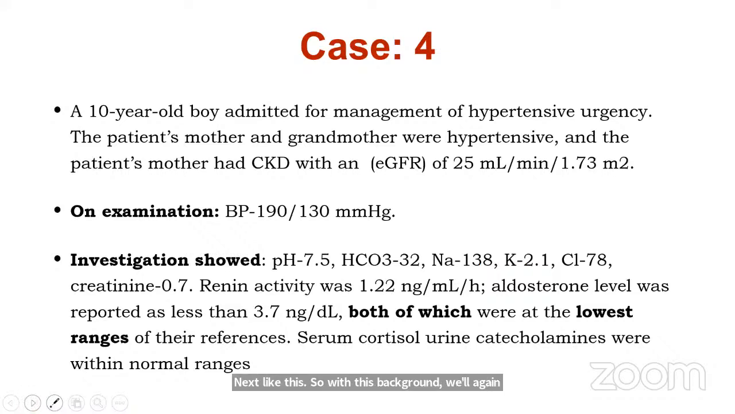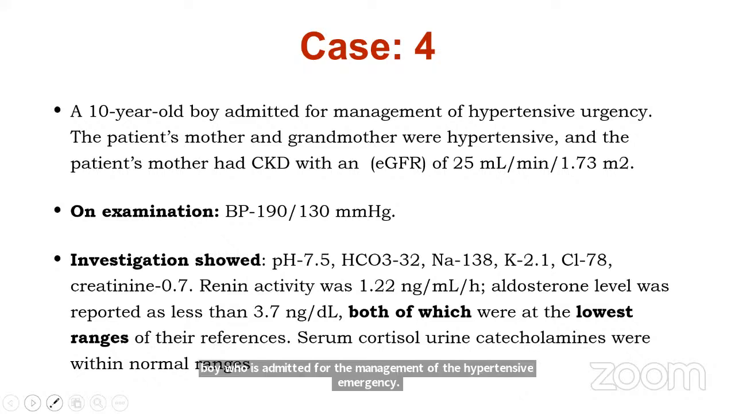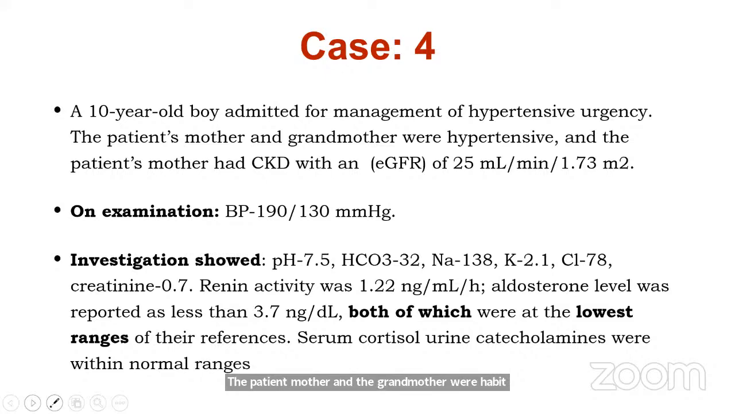So with this background, we will again come to another case scenario. That is a 10-year-old boy who is admitted for the management of hypertensive urgency. The patient's mother and the grandmother were hypertensive, and the patient's mother had chronic kidney disease with very low eGFR. On examination, he is hypertensive, otherwise systemic examination is unremarkable. Investigation shows alkalosis, that is pH 7.5, bicarbonate of 32, sodium is 138, potassium is 2.1, and chloride is 78. And in other investigations, both the renin activity as well as the aldosterone activity are lower than the reference range.